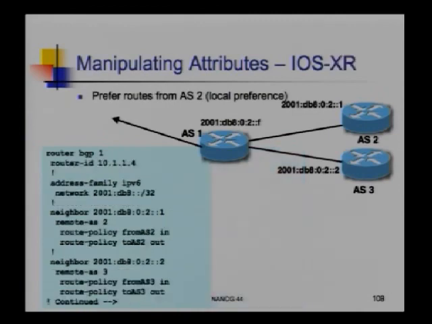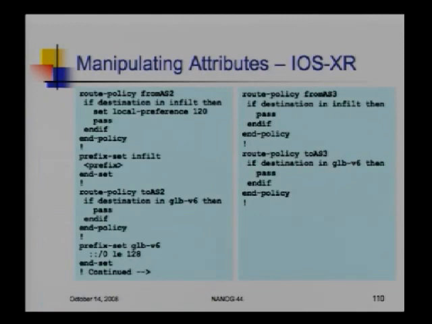Okay, and doing the same thing in XR. So again, the router is sitting in AS1. The neighbor 2::2 is sitting in AS2. The neighbor 3::2 is sitting in AS3. We've got the route policy from AS2, and we've got a route policy from AS3 as well. The from-AS2 route policy is pretty much setting local pref 120 for prefixes learned, whereas the route policy from AS3 is pretty much just letting everything in without touching it.